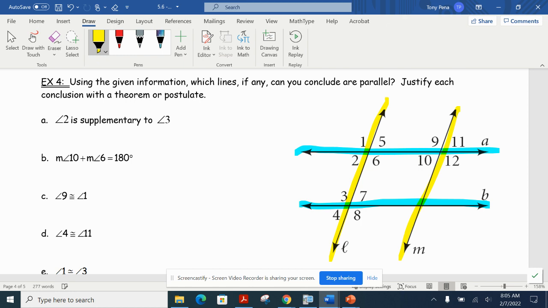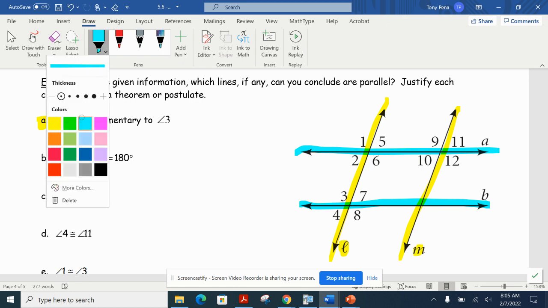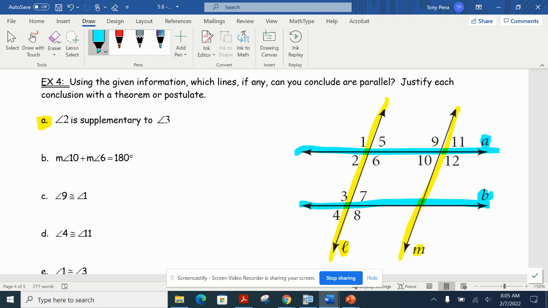These two lines appear to be parallel, but what sort of theorems would prove that based upon our angles? So when you look at letter A, every single answer here is going to be line L and M are parallel, or line A and B are parallel, or we don't have enough information to prove either one of them is parallel. So those are pretty much our three options as we go through these.